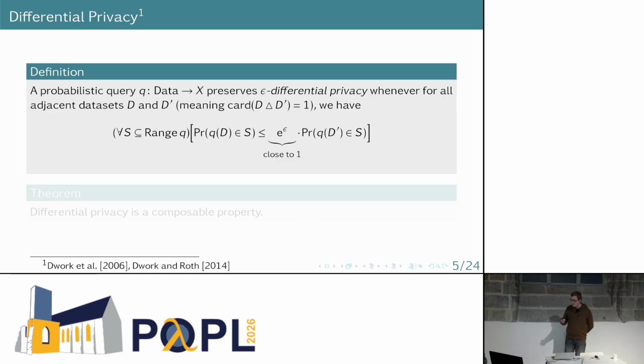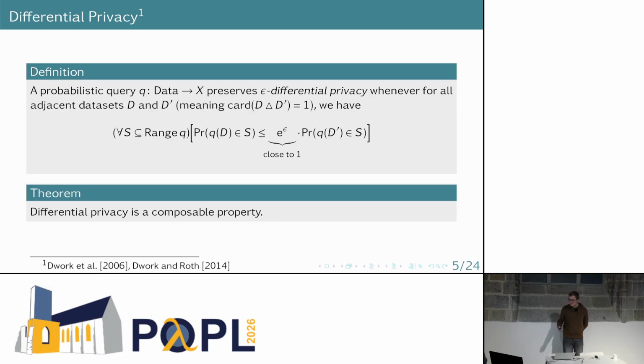And one of the main reasons we study this property is because it is composable. So if you know that two queries are differentially private, then you will know their composition is too, for a very wide definition of composition. So we can talk about sequential composition, parallel composition, and so on. So it's a very nice property to work with.